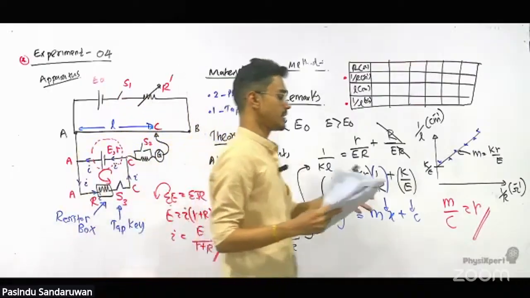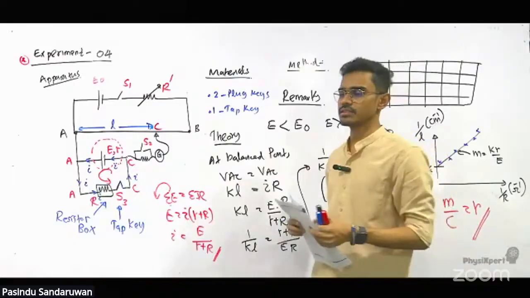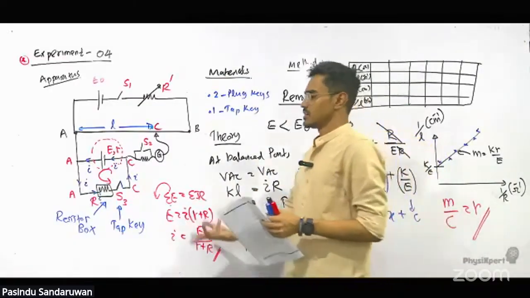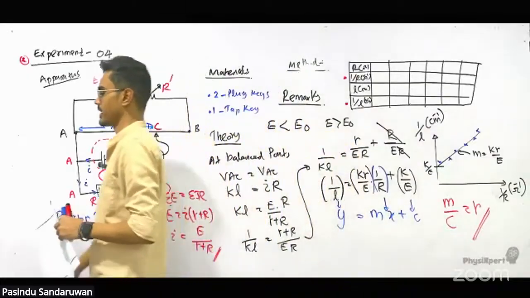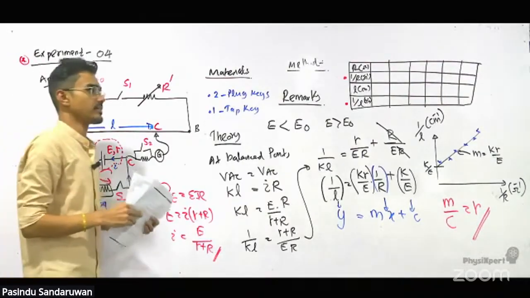Then the reason we use an accumulator is very much the same as before. Next one: the accumulator is used to provide a steady current for a longer period of time.